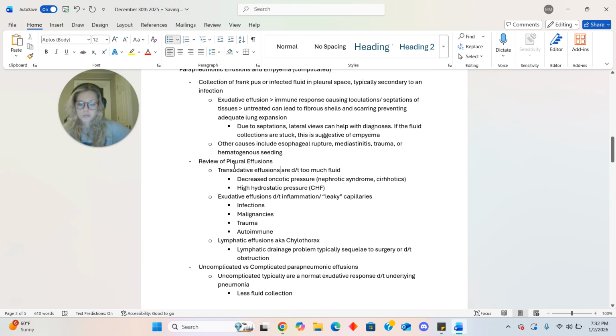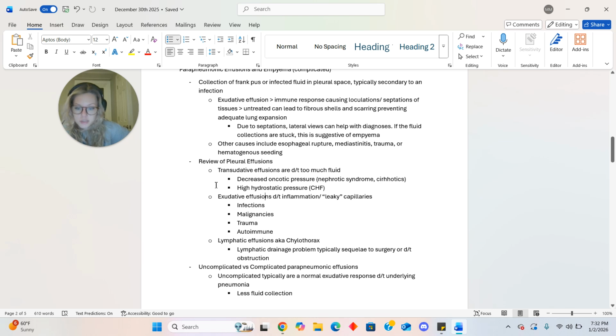So, review of pleural effusions: you have transudative, exudative, and then lymphatic. Transudative effusions are due to just too much fluid, so decreased drainage, so decreased oncotic pressure, like things with nephrotic syndrome, cirrhotic patients, where we're spilling out that fluid, not able to bring it back into our capillary beds, or there's a high hydrostatic pressure like in CHF.